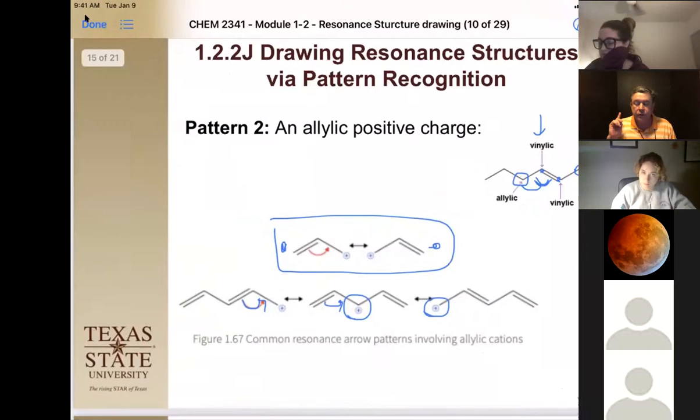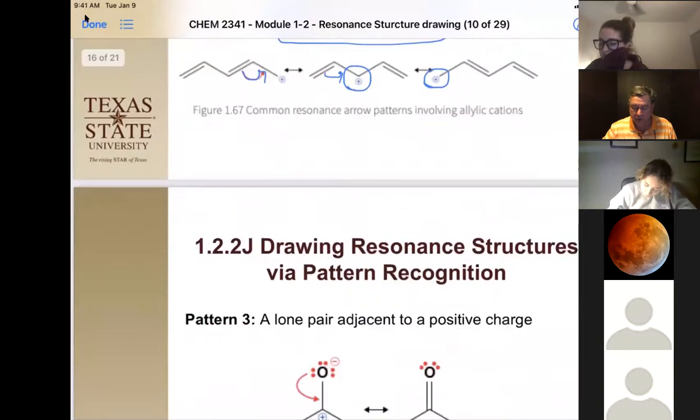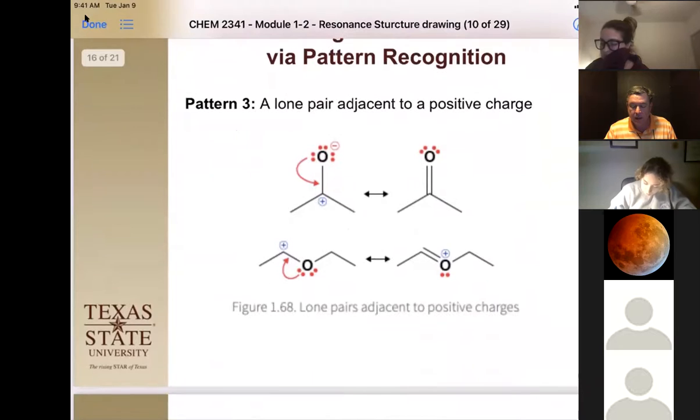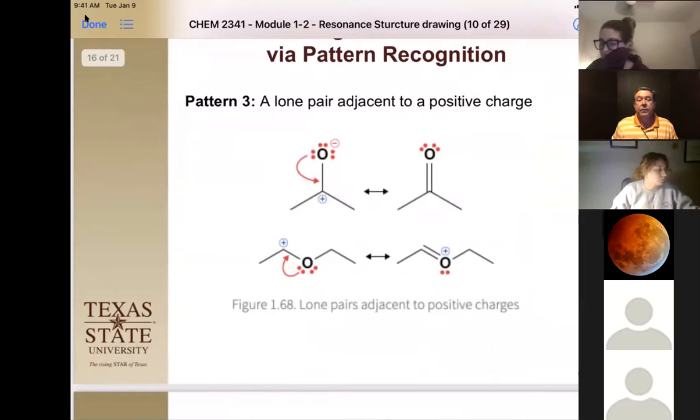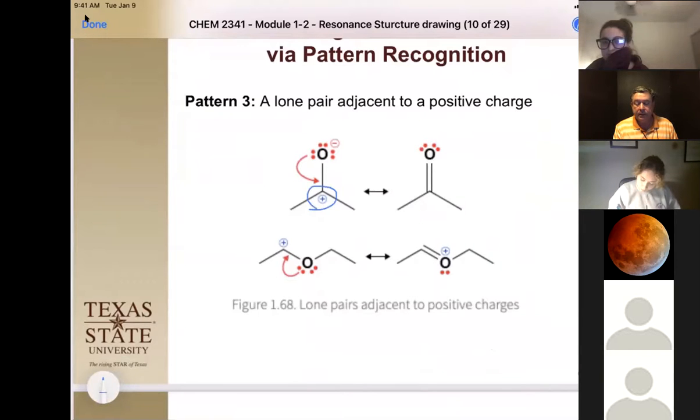Okay, so that's pattern two. Pattern one was allylic with a lone pair. This is allylic with a positive charge. Now, the next one is a lone pair adjacent to a positive charge. So what we have in this case here is a valid resonance structure. We have our positive charge on carbon, the less electronegative, and the negative charge on oxygen.